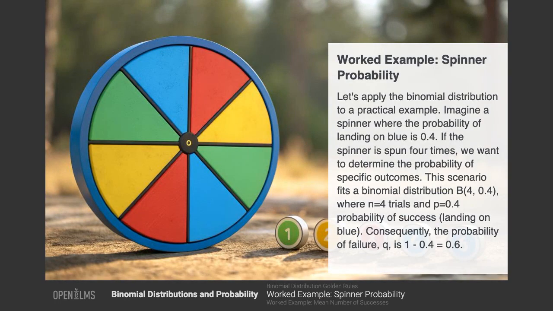Worked example: spinner probability. Let's apply the binomial distribution to a practical example. Imagine a spinner where the probability of landing on blue is 0.4. If the spinner is spun 4 times, we want to determine the probability of specific outcomes. This scenario fits a binomial distribution B(4, 0.4), where n equals 4 trials and p equals 0.4 probability of success, landing on blue. Consequently, the probability of failure, q, is 1 minus 0.4 equals 0.6.